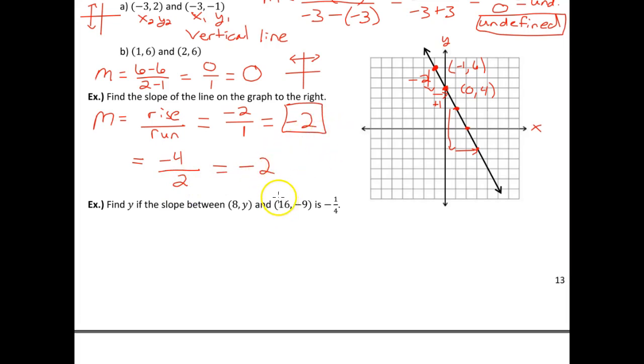So it does not matter which points you use. It does not matter which point you start with. As long as you're simplifying your slope, the incline is constant. It stays at that same incline the whole way down.